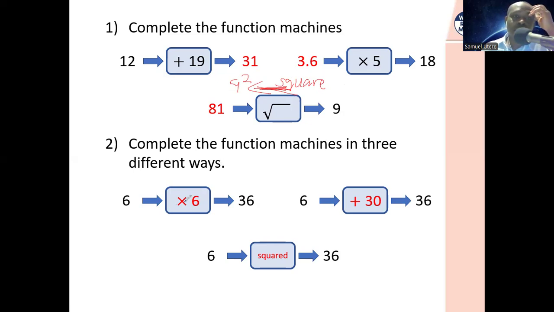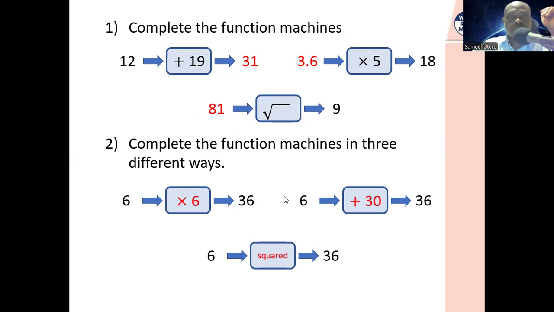And then here you're asked to complete the function machines in 3 different ways. So we know 6 times 6 will be 36. We can also add 30 to 6 to get 36. And you can also square, or 6 to the power 2, to get 36. So I do hope those are the answers you got. If not, then you can just learn from your mistakes. You're always learning.